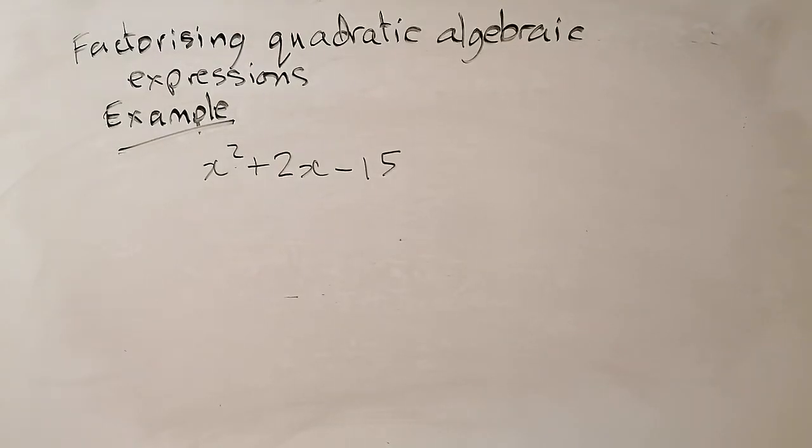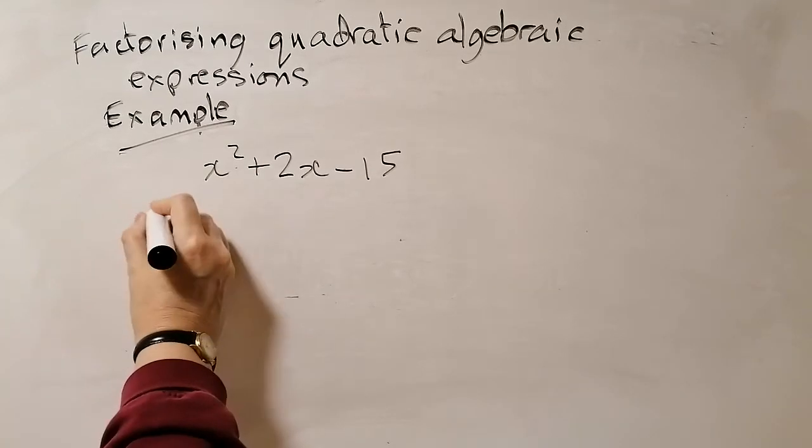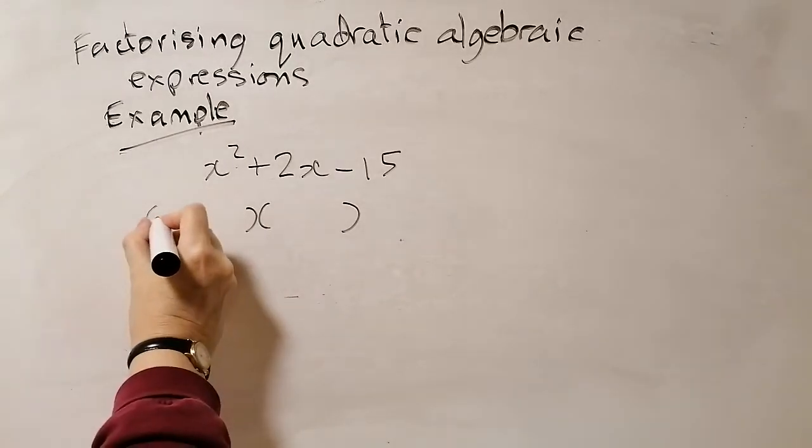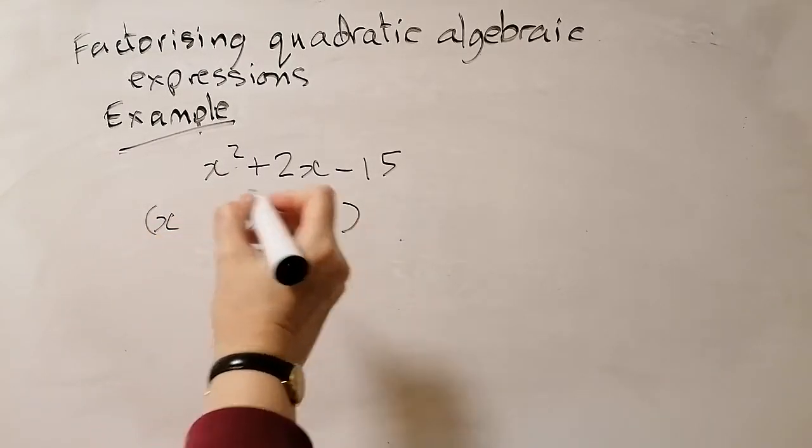One more example of this kind of factorising quadratic algebraic expressions. Now this is a little bit different, but not too different. We're going to stick to the same method. I'm going to put my two brackets in there. And so we're going to, first of all, put our x in there.